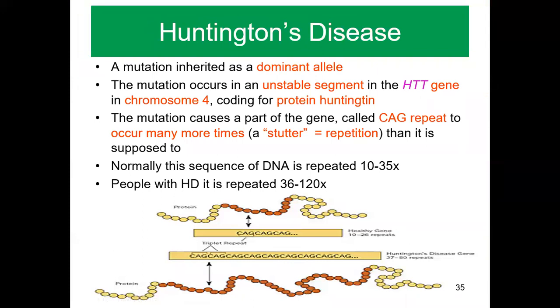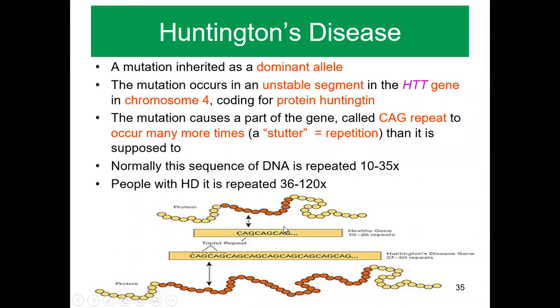Huntington's disease is because of a mutation to the gene coding for huntingtin, and this mutation gives a dominant allele. So the moment the mutation occurs, this person will definitely develop Huntington's disease, a dominant allele. The mutation occurs in an unstable segment in the HTT gene in chromosome number 4, which codes for the protein huntingtin.